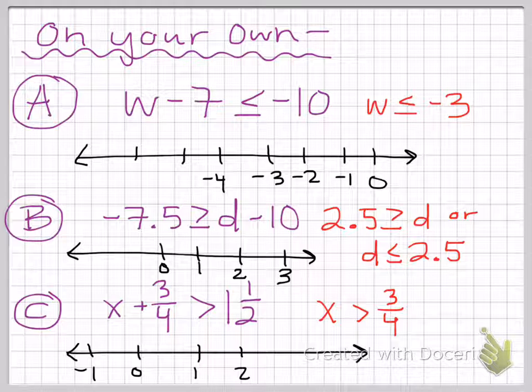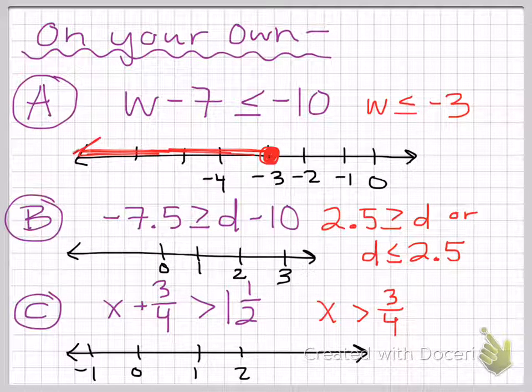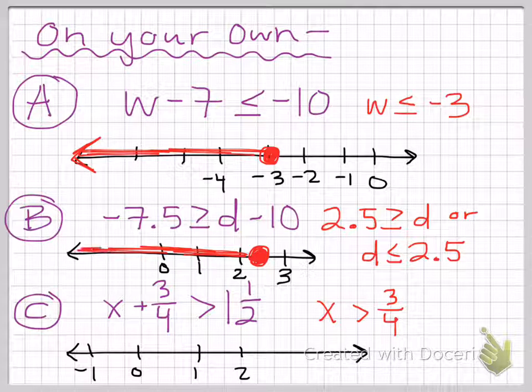And then the next one, B, is 2.5 is greater than or equal to D. Or you can do it flip-flop. D is less than or equal to 2.5. Oh, I'm sorry, I didn't graph A for you. Let me go ahead and do that. You should have gotten -3 closed circle because of the equal to, and then it's less than, so it's going this way. Okay, and for B, you should have located 2.5, which is halfway between 2 and 3. Darken it, close it up because it has an equal to sign, it includes the 2.5, and go this way because it is less than.